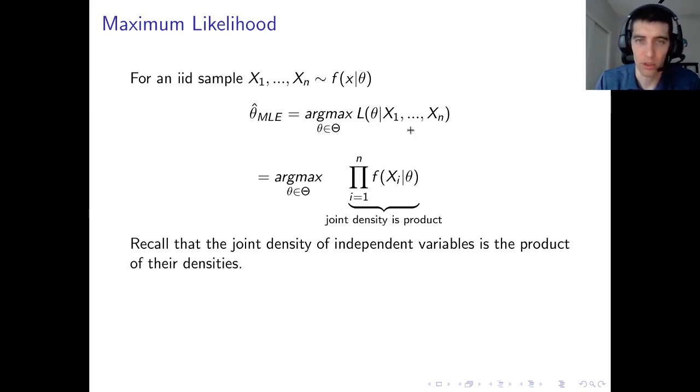recall from your probability course that we can actually write a joint density. So if I have a joint density of a bunch of independent random variables, I can form their joint density by taking their product. Okay, so the joint density is the product of the densities for each of these random variables here. And their densities, because they're identically distributed, are the same. Okay, so their densities are all just this f of x given theta density. Okay, so I've just simplified the likelihood here.